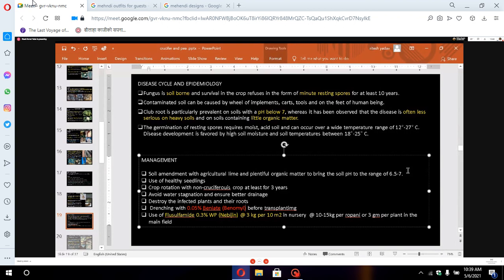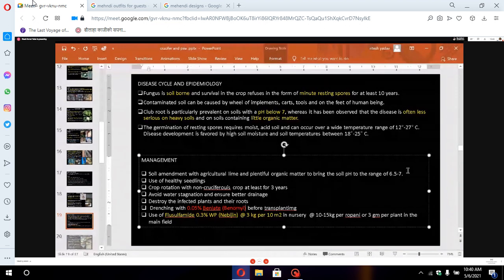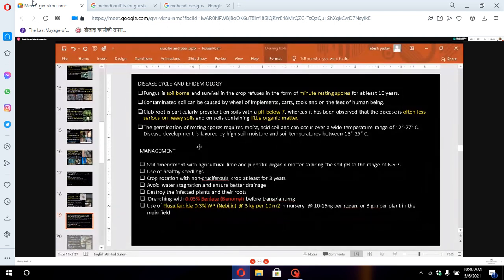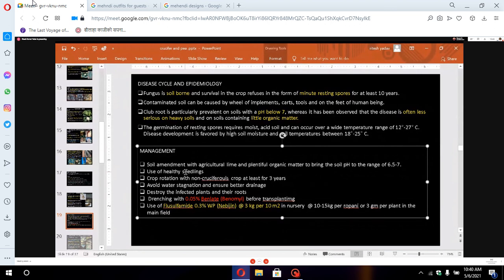And this flusulfonide, it is very expensive, right? So generally this is very expensive and it is recommended at the rate of 10 to 15 kg per ropani, and it is not easily available, which is available as Nebijin in our context. So this is found to be effective, but the cost-benefit ratio is something to consider. Managing alone is not enough; what comes out in the cost-benefit analysis can also be important.